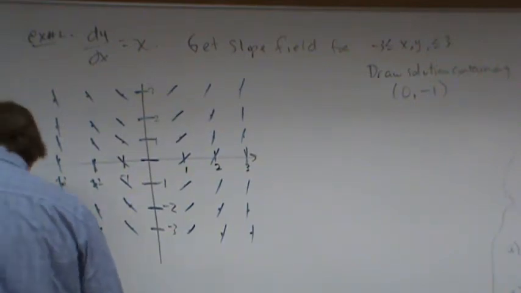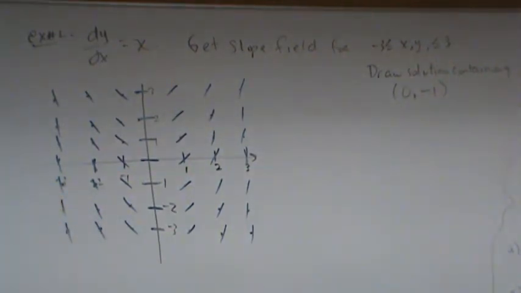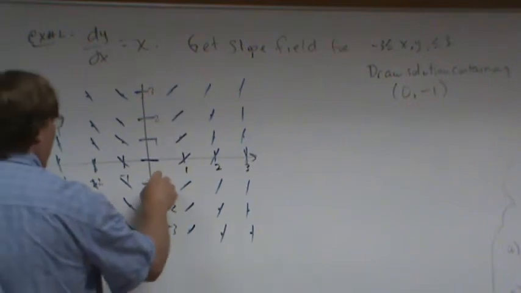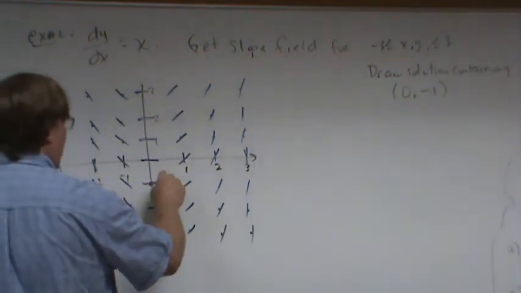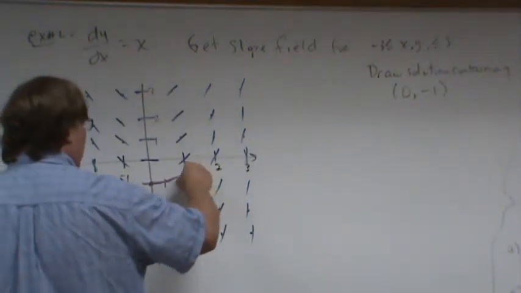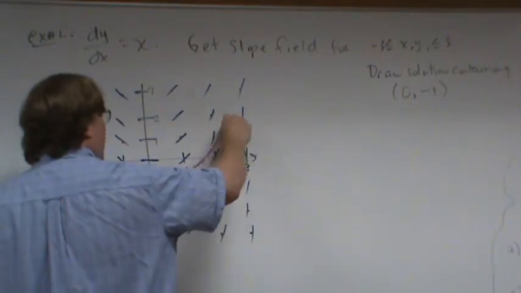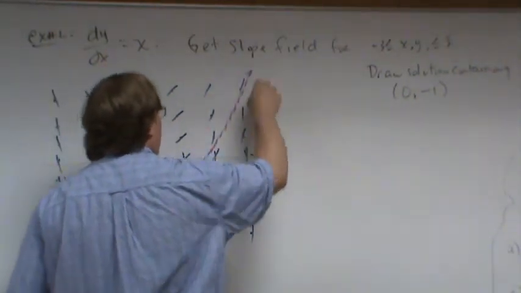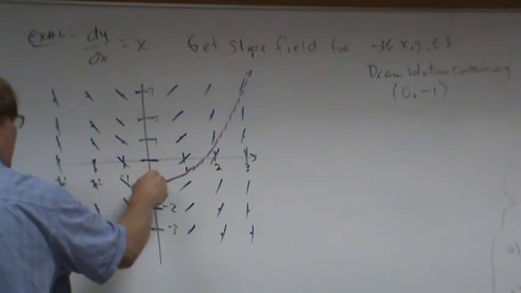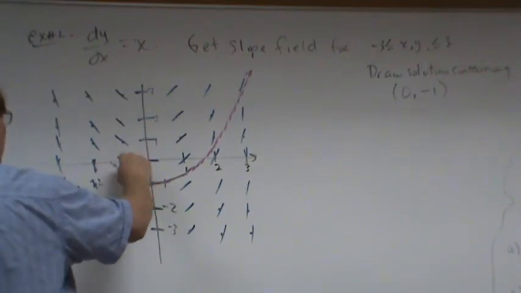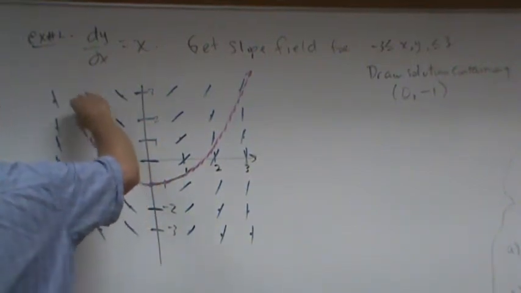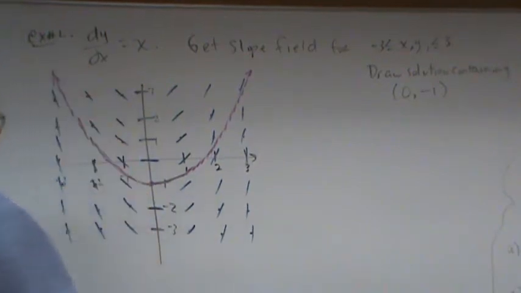Okay, so now it's time for me to draw the solution going through 0, -1. And this is coming here like this, and then you've got your slope of 1, then your slope of 2, then your slope of 3. Coming this way, I've got my slope of -1, then a slope of -2, then a slope of -3. How many people got that sort of thing? Okay, good for you.